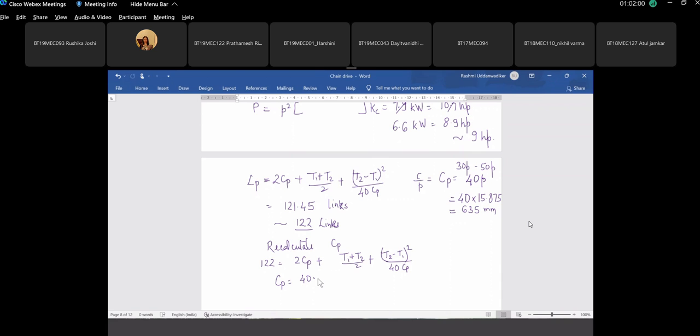Quadratic equation is coming, no. t1 and t2 are known, so it will not be a quadratic equation. It's a Cp square. Solve a quadratic equation.